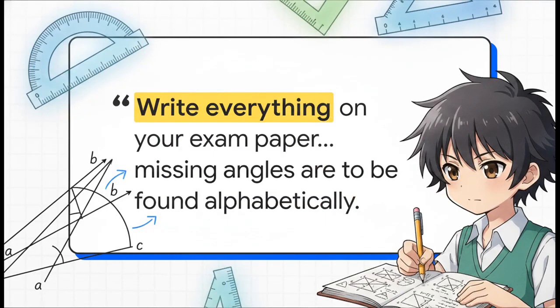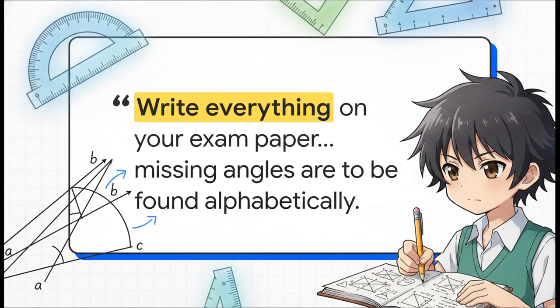I also want to share this fantastic insider tip from the folks at Just Maths. They say, write all over your exam paper, including angles you have found. Missing angles are to be found alphabetically. I love this. Seriously, don't try to hold the whole complex puzzle in your head. When you find an angle, scribble it directly onto the diagram.